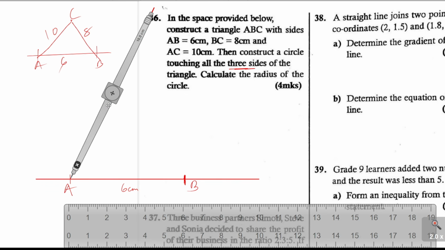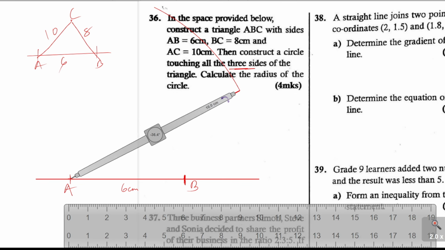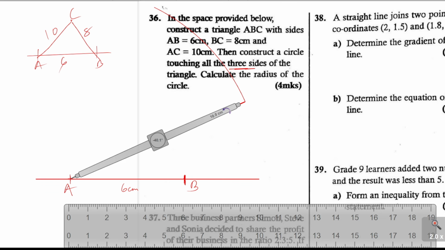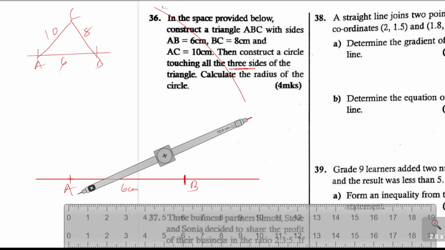Because of the space, this is going to touch the text that is there. So mark a bigger arc using 10 centimeters because you want AC to be 10 centimeters. Then now look at BC. BC should be 8. So now take a measurement of 8 centimeters from the ruler.